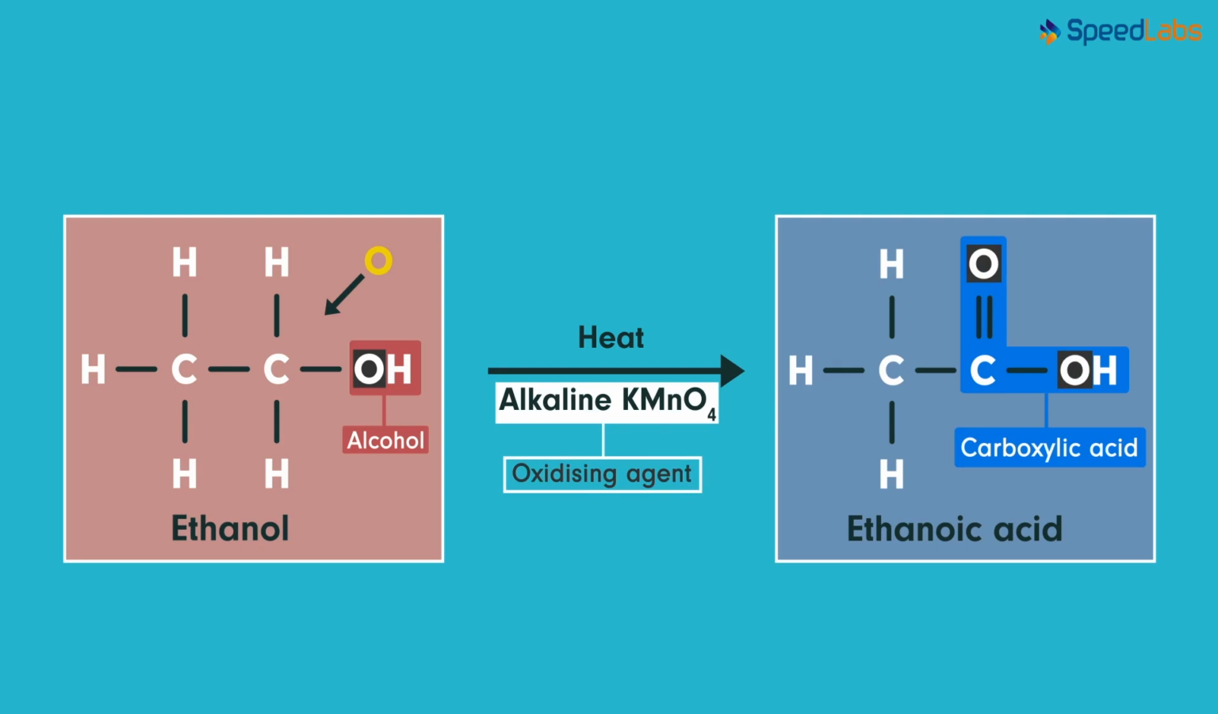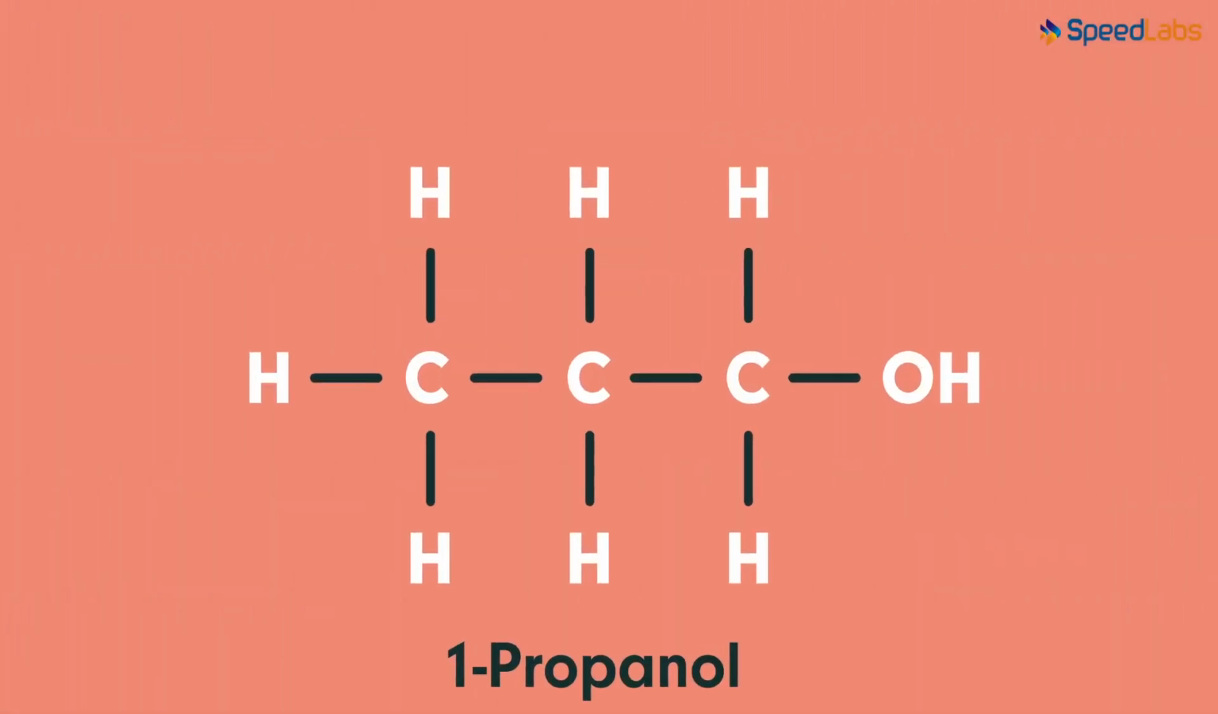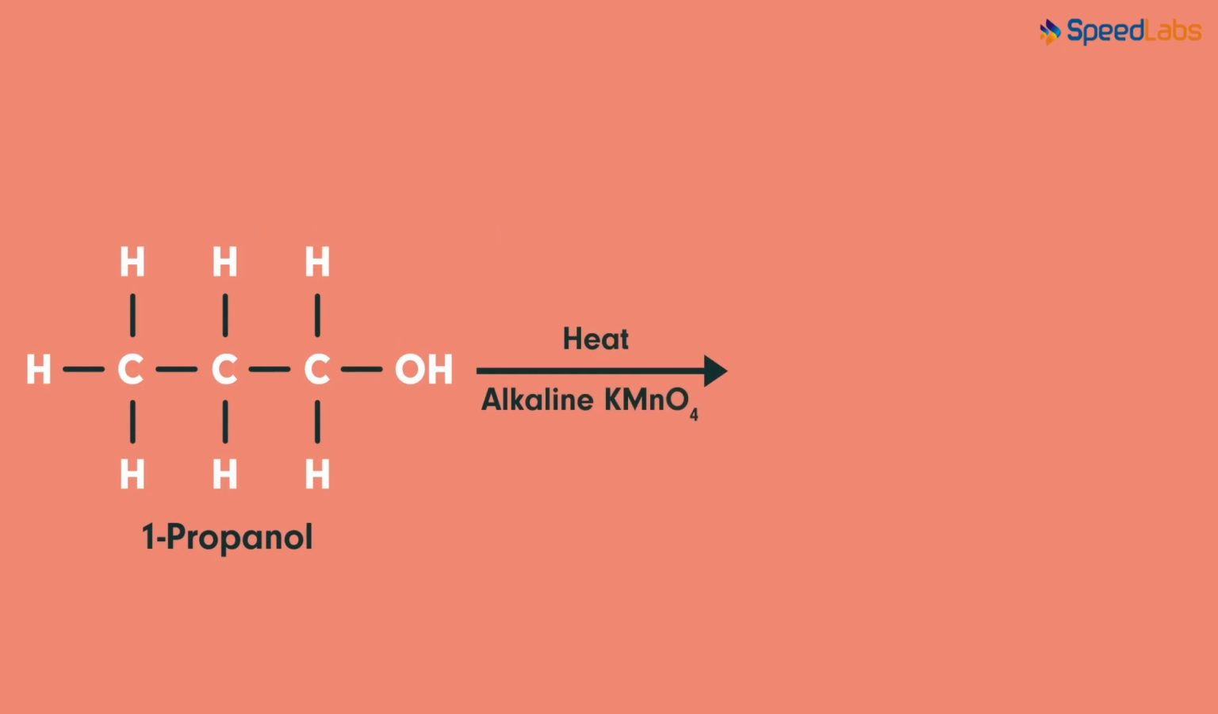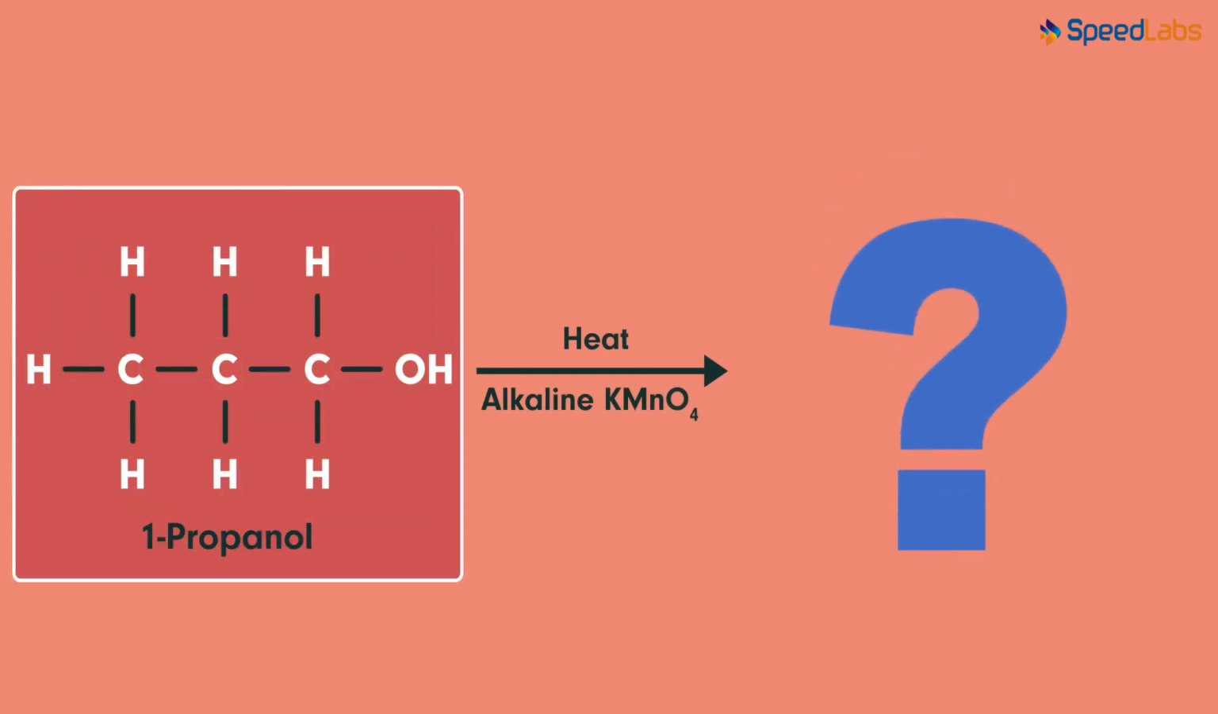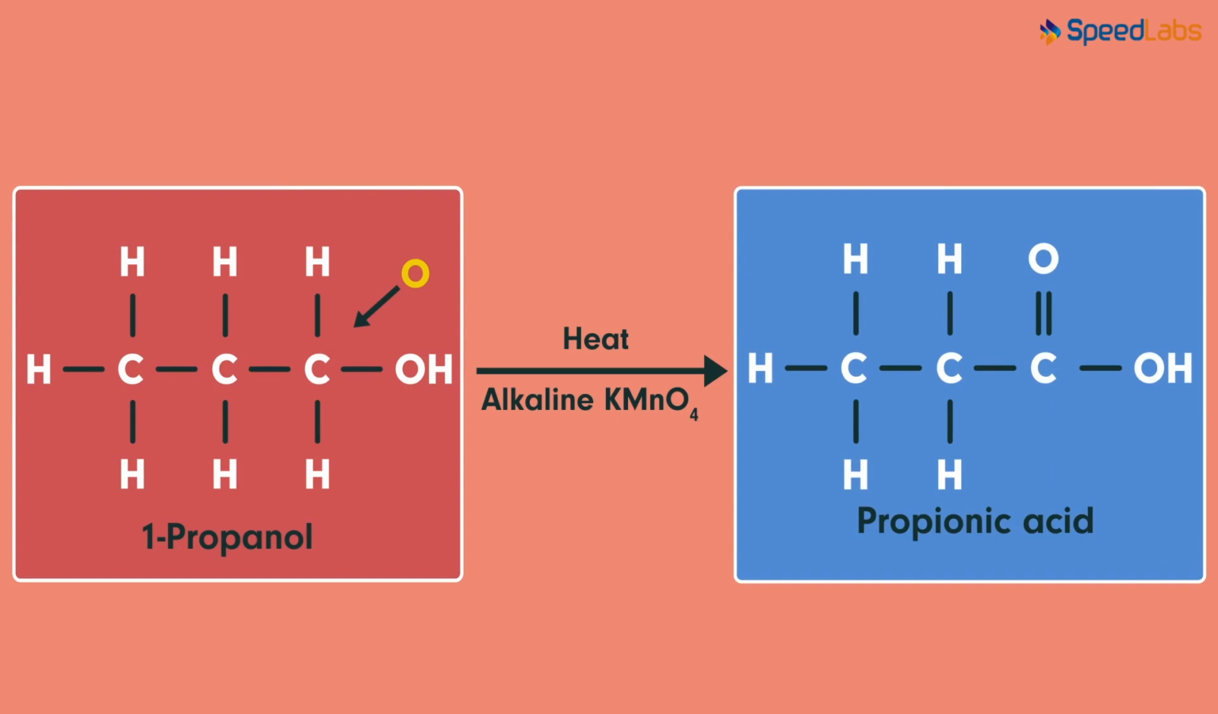Let us try another example. This time, we take a slightly higher hydrocarbon like propanol. Let us take 1-propanol and heat it with the same oxidizing agent. What will the product of this reaction be? Yes, oxygen gets added here to give us propionic acid. It's also referred to as propanoic acid. Again here, the number of oxygen atoms in the product is greater than that of the reactant.